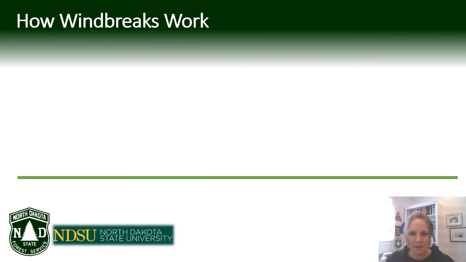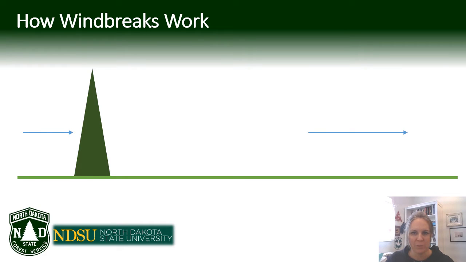Windbreaks work by altering the flow of wind, but what does this mean? In a place like North Dakota, we don't have a lot of natural features that cause turbulence, so our winds can often speed unchecked across acres of relatively flat ground. The horizontal extent of the windbreak effect, upwind and downwind, is usually proportional to the height of the windbreak.